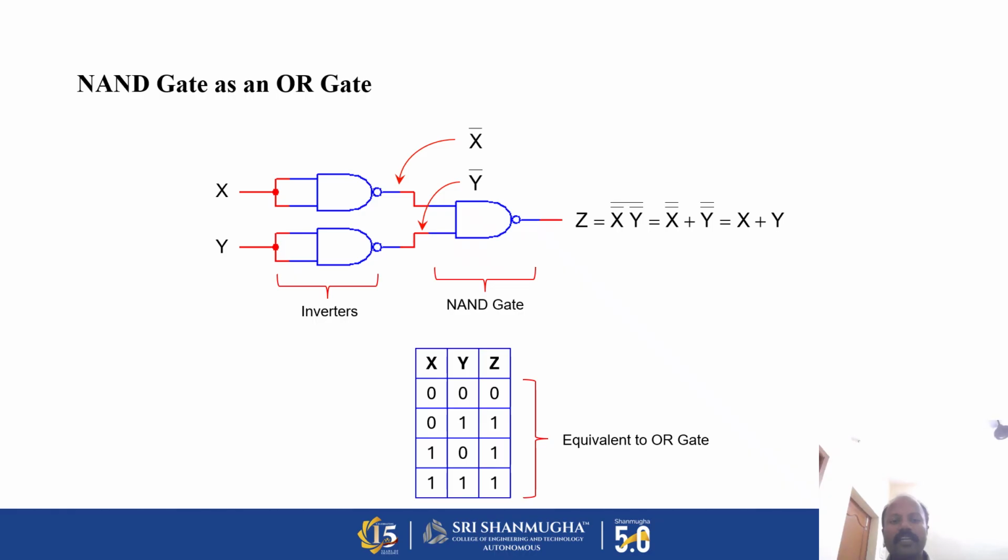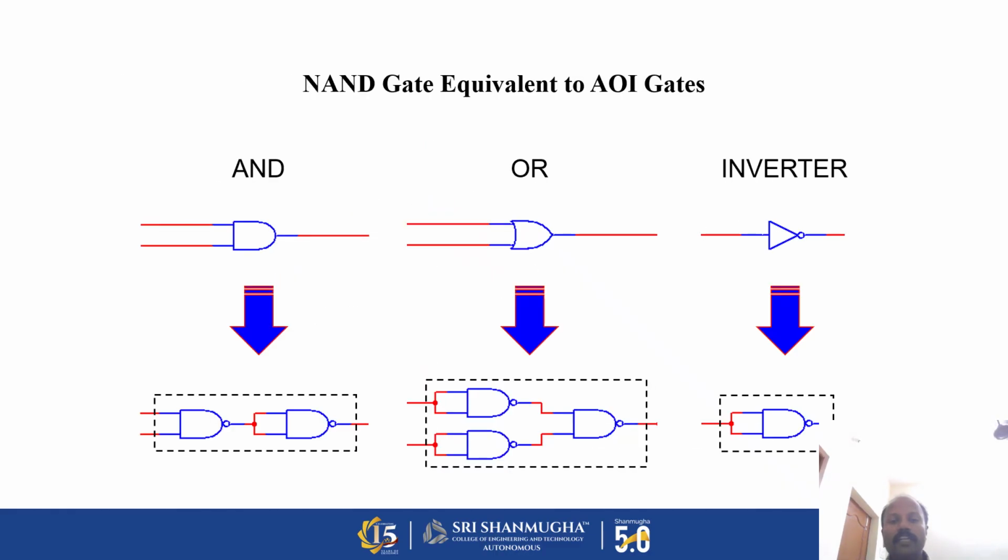This is a NAND gate as an OR gate. Again, we are giving two different inputs X and Y, and you are getting an output from that, which will be a complement. And then finally, once again, you are giving it through a NAND gate, so that you will be getting the output as a summation of the inputs, that is an OR gate. So the NAND gate can be equal to the AND gate, OR gate, and inverter gate.